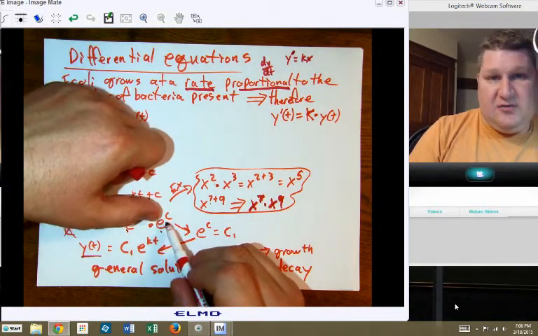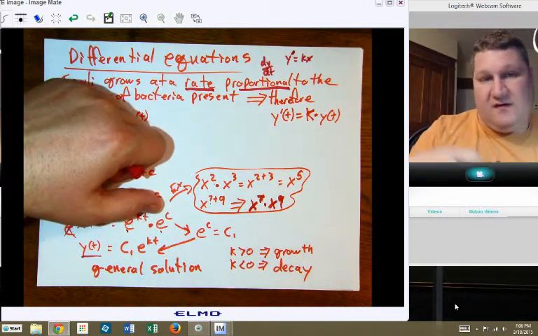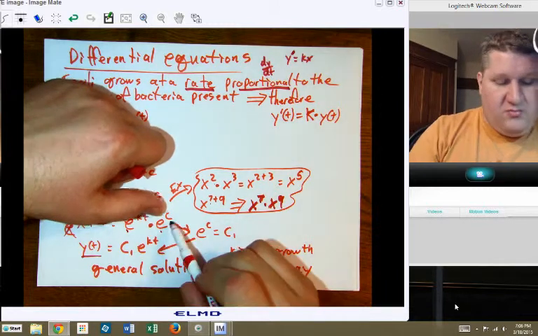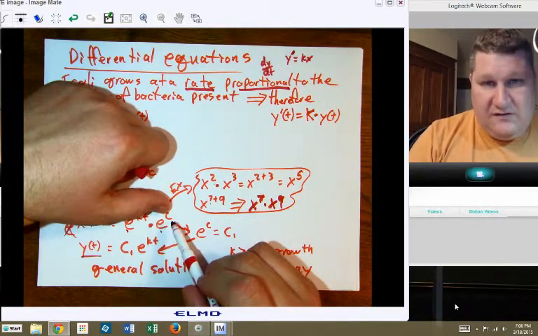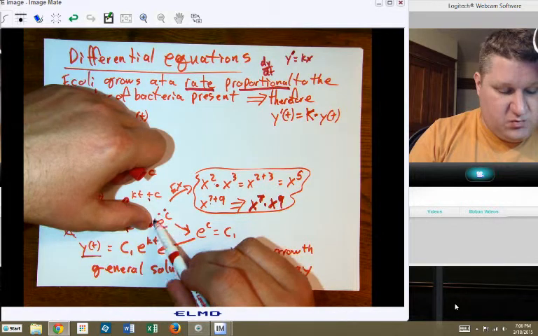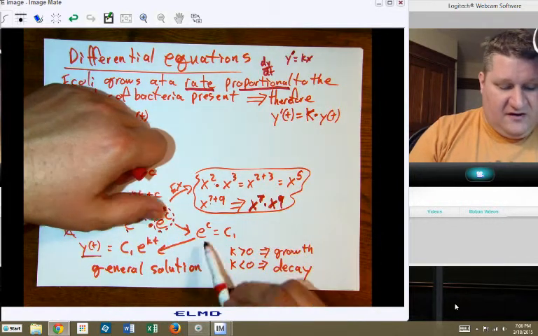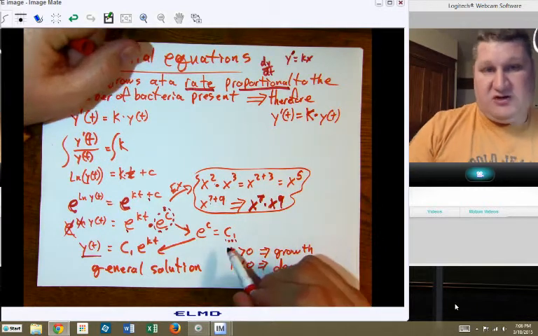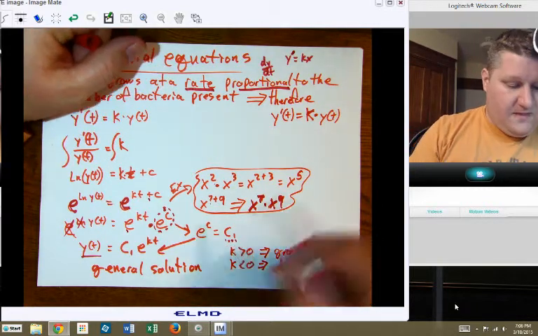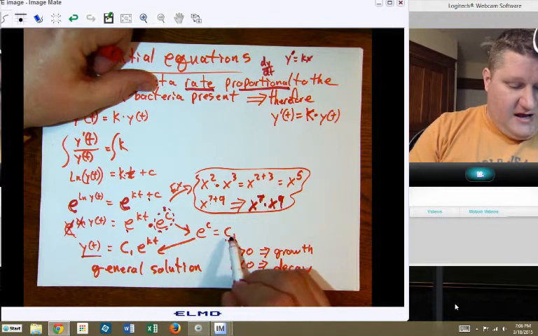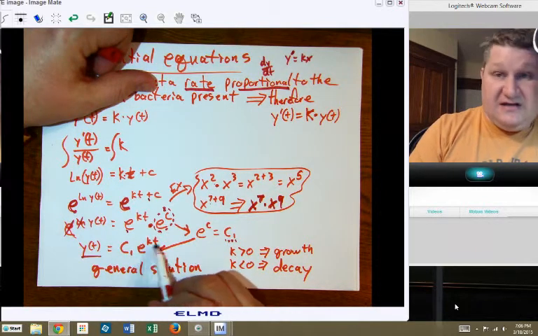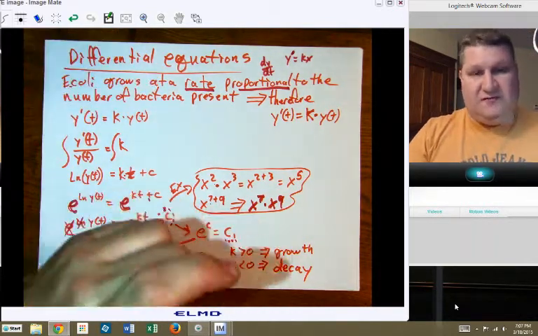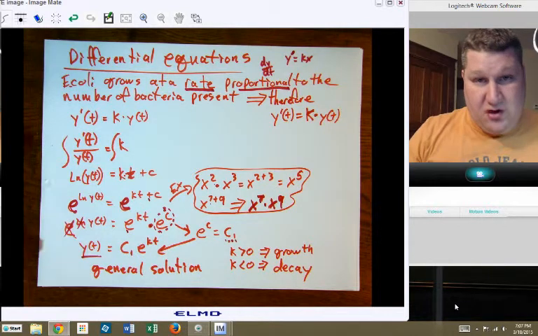Now, since I don't want to keep writing e to the c, and e is 2.71828, and so on, raised to some constant, it's not a variable, that's all just one big constant. So I can say e to the c equals, and we'll rename it c1. You will have to put the redefinition over here. And that gives you c1 times e to the kt. That is the general solution for a differential equation for exponential growth.